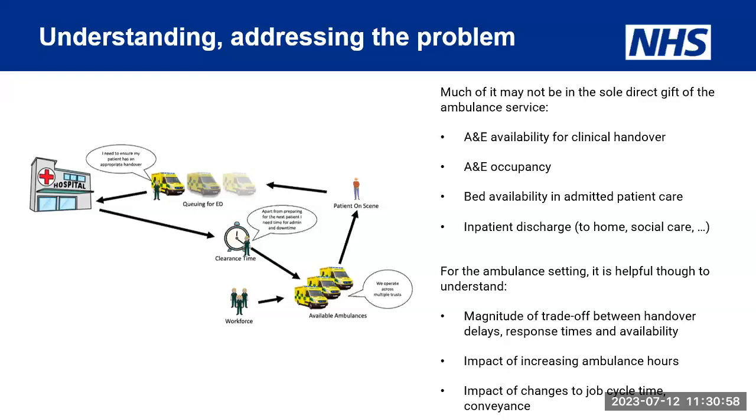Now, some or a lot might not be in the direct gift of that service, because if there are issues with handover and further downstream, there might be limits to what can happen here. But then the question also becomes, to which point is it helpful to increase vehicles if we have that kind of bottleneck downstream?